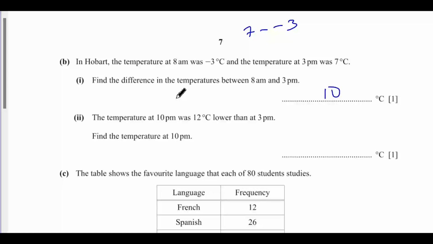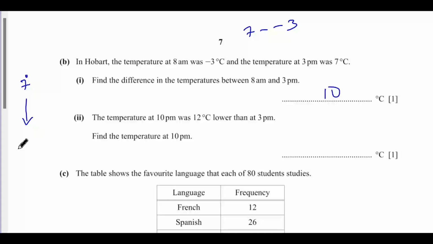So that means we have 7 here, okay, at 3 p.m. So if it is lower, then that means we have to count down, okay? So that is from 7, you go to 6, 5, 4, 3, 2, and so on and so forth until you get to the actual one.